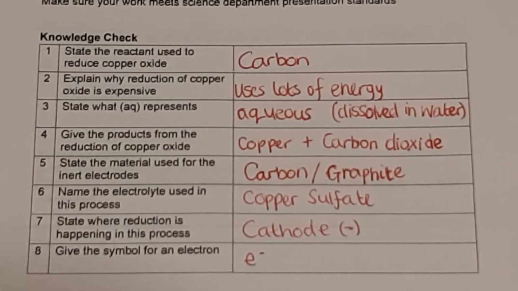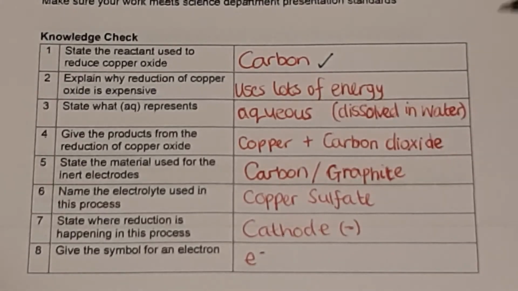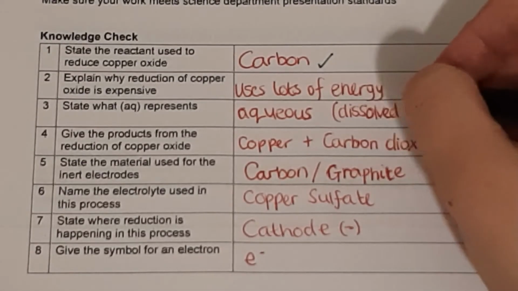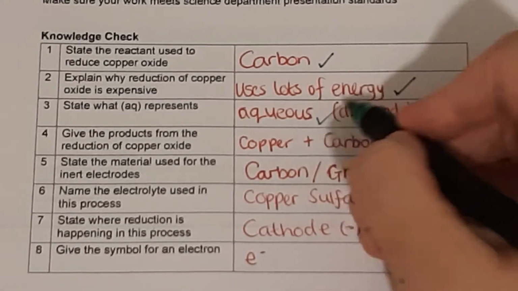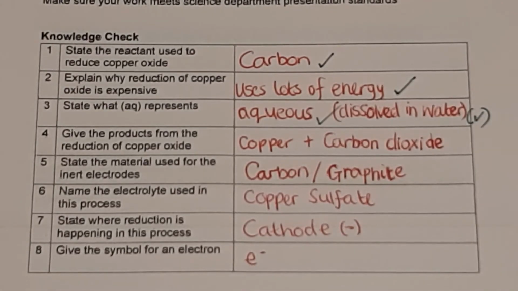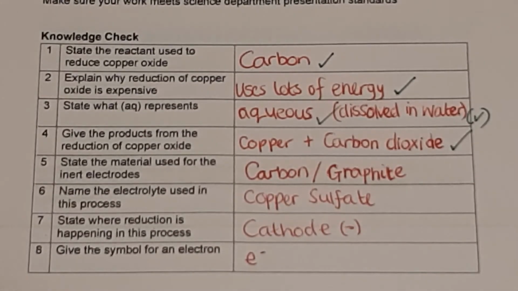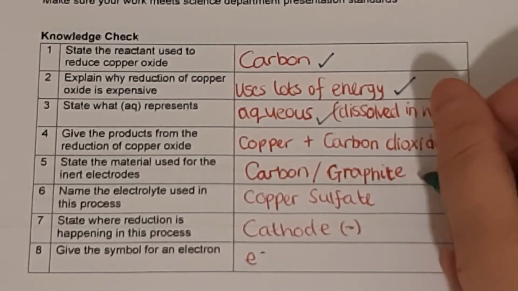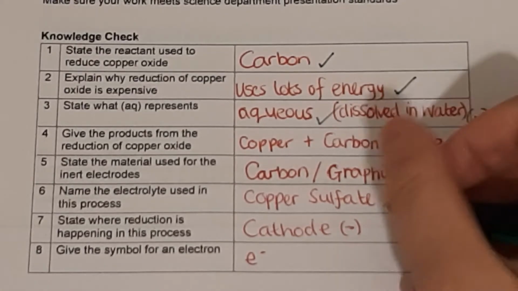Okay, so let's go through that. State the reaction used to reduce copper oxide, that would be carbon. Explain why the reduction of copper oxide is expensive. That's because it uses a lot of energy. Question 3, state what AQ represents, or aqueous, which means dissolved in water, so you can say that for a mark instead. Question 4, give the products from the reduction of copper oxide, so that's copper and carbon dioxide, you need both for the mark. Question 5, state the material used for the inert electrodes, that would be carbon or graphite, either of those is acceptable for the answer. Question 6, name the electrolyte used in this process, so that would be copper sulfate.